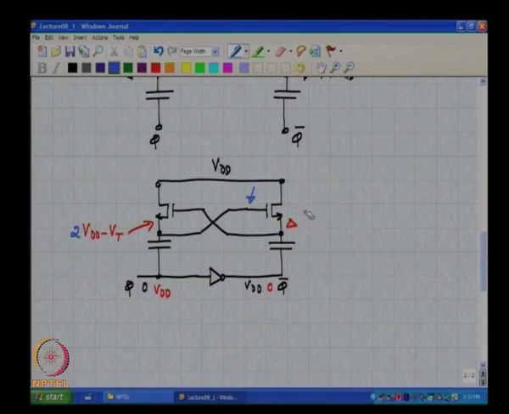What happens to this potential now? It will get charged to VDD, because the gate is at 2 VDD minus VT, the drain is at VDD, right. So, the source will become VDD, and so this capacitor has now gotten charged to, the lower plate is at ground, the upper plate is at VDD. So, this capacitor has gotten charged to VDD, right.